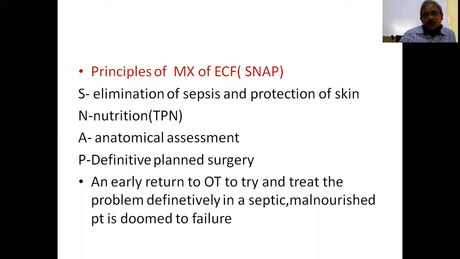Second, N stands for nutrition. Sometimes, the more proximal the fistula is, the patient may need total parenteral nutrition. That is what we call TPN, total parenteral nutrition.